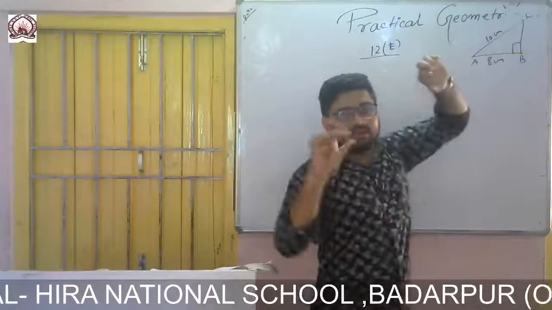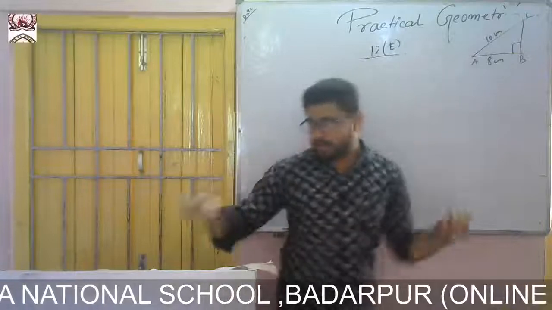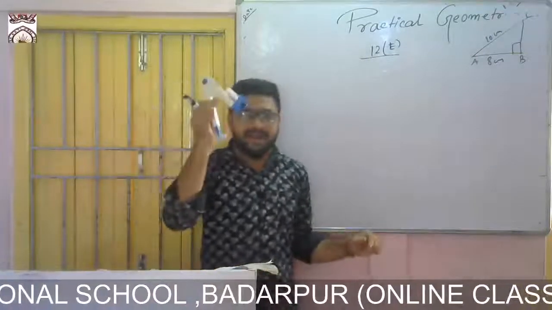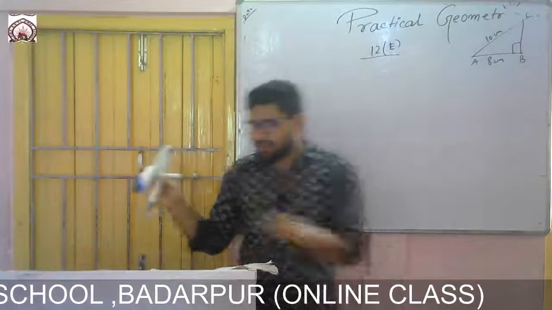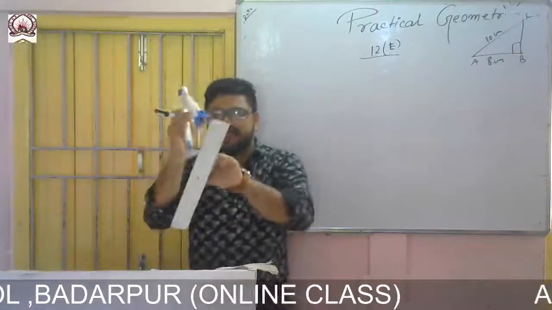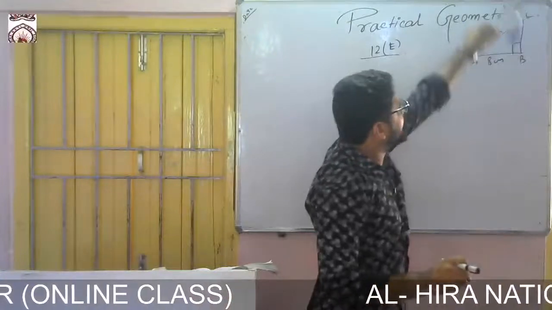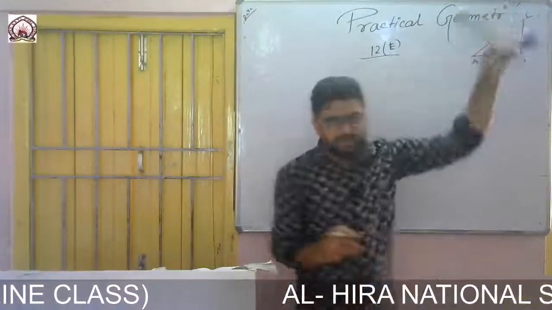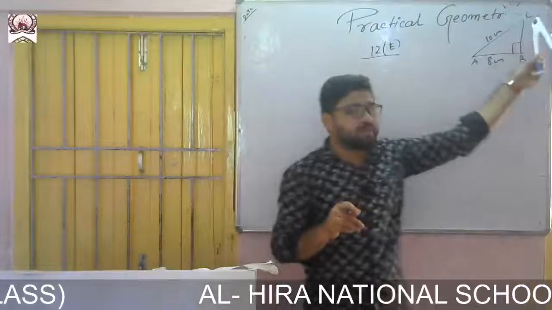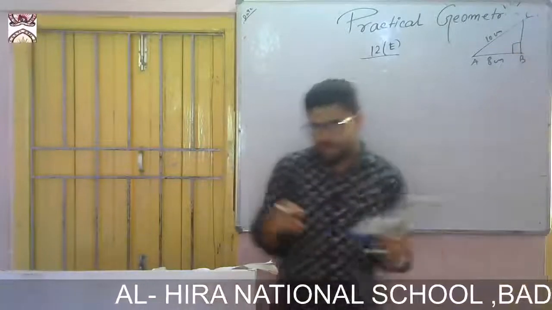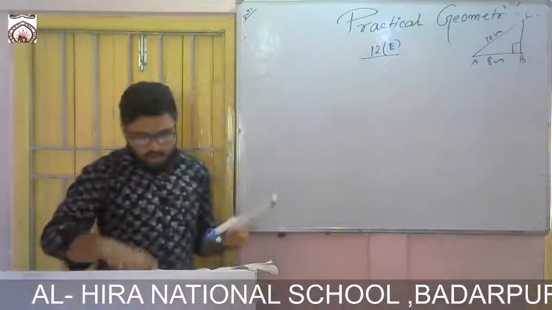Then with the help of the compass, I shall take 10 centimeter from the scale, and placing it at A, I shall cut this arm of angle B. The point of intersection will be the required point C.